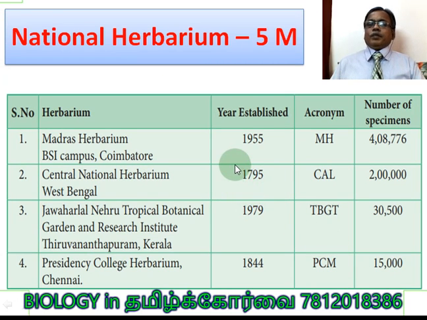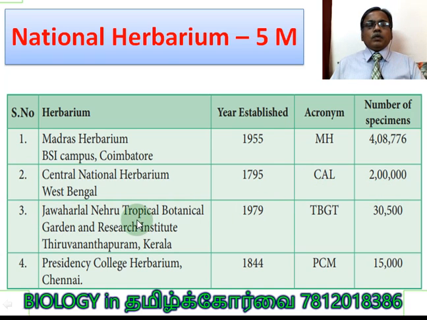National Herbarium. What about our country, you may ask. Madras Herbarium, BSI, Botanical Survey of India Campus, Coimbatore, 1955. Acronym MH. Number of specimens 4,08,776 plants. Central National Herbarium, West Bengal, 1795. CAL is its acronym. 2 lakh specimens.